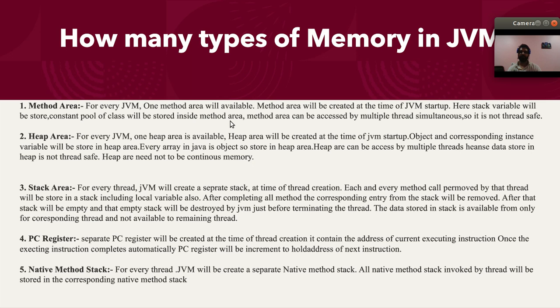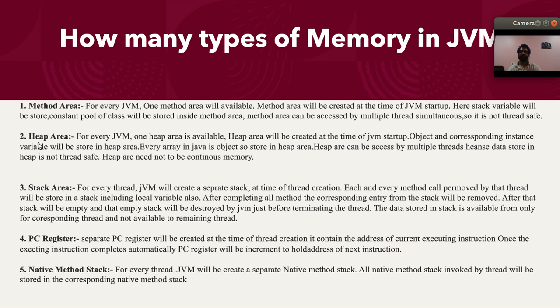The constant pool, I believe you know, is a special area for storing string references, right? So the constant pool of a class will be stored inside this method area, and the static variables will be stored in this method area. The method area can be accessed by multiple threads simultaneously, so it is not thread safe. Basically, the method area is not thread safe here. It can be accessed by multiple threads simultaneously, right? So this is all about the method area.